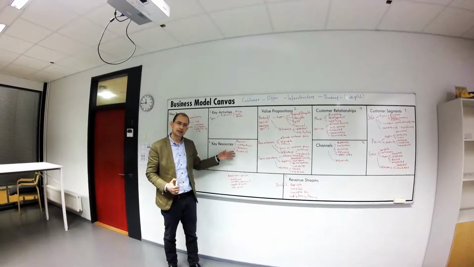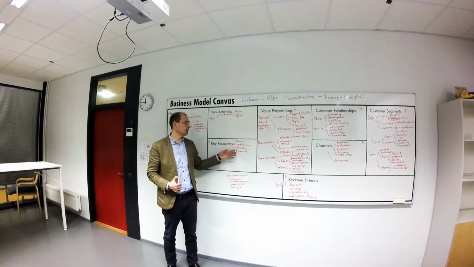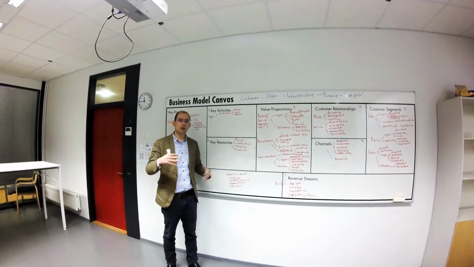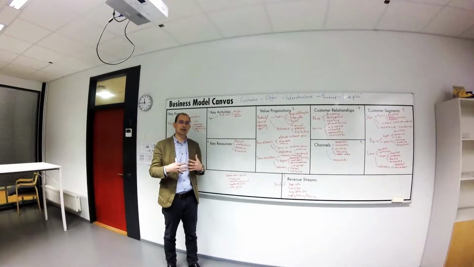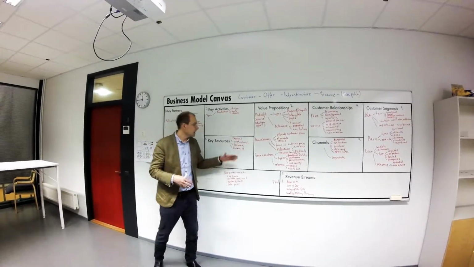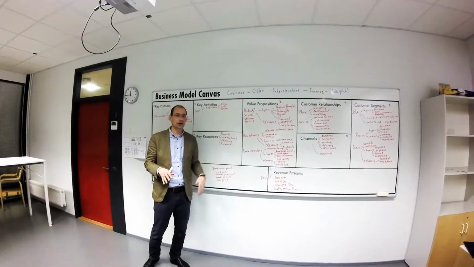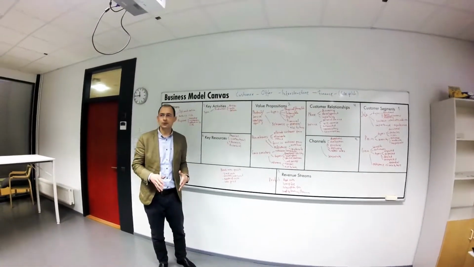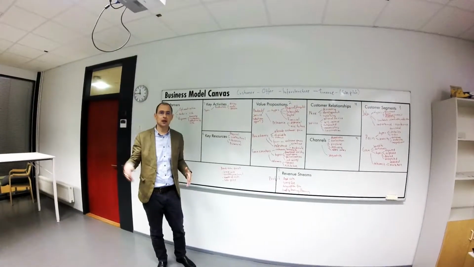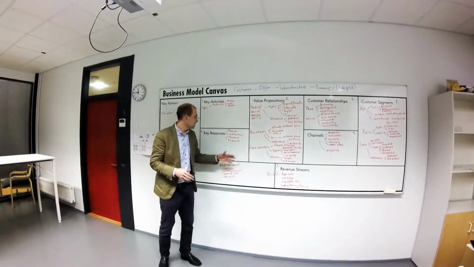So basically, these four key resources, we should have one way or another a combination of these. The physical resources can be, for example, our laptop computers or our space where we are working and so on.